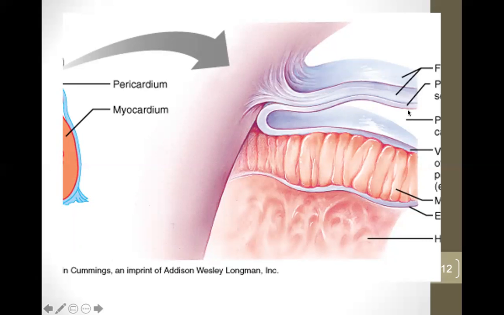And then you can see the serous pericardium, and this is our parietal layer of that, and then it folds on itself to become the outside layer of the heart muscle itself as the visceral layer, or what's also known as the epicardium in the heart.